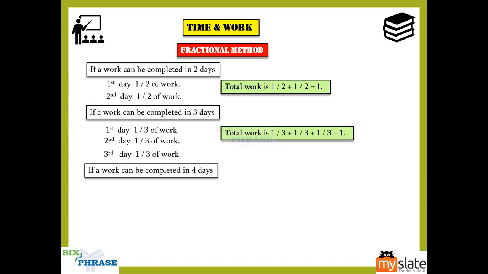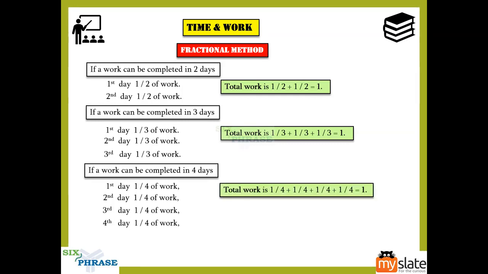See, if a work is done in 4 days, what will be the first day's work? In first day, he'll complete 1 by fourth of the work. Second day, it will be again 1 by 4. Third day, it will be 1 by 4. And the final day, fourth day, it will be 1 by 4. Now, how do you know the work is completed? It is because 1 by 4 plus 1 by 4 plus 1 by 4 plus 1 by 4 is 4 by 4, which is 1. Okay, again, we've reached the total work, which is 1.